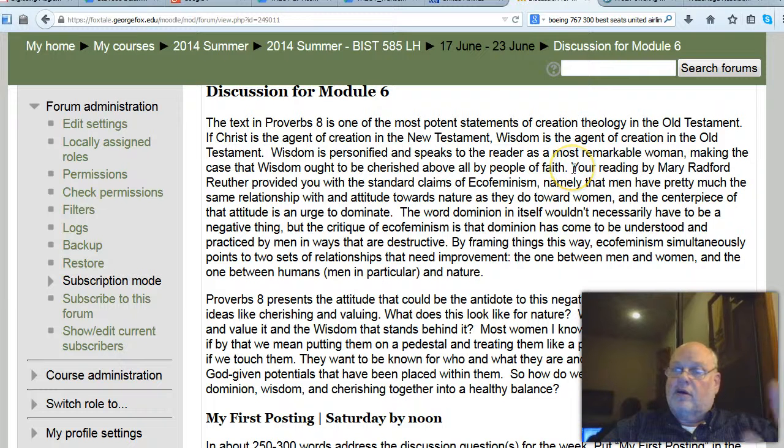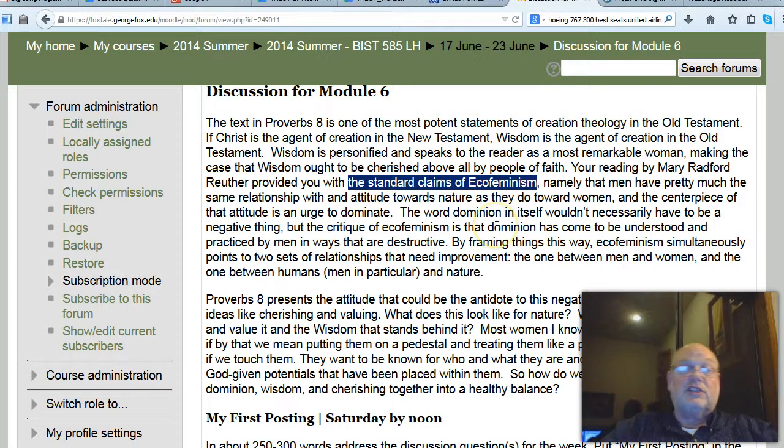On the other hand, you read Mary Radford Ruether's work on ecofeminism, and in it you'll be exposed to, if you haven't been before, the standard claims of ecofeminism, namely that men have pretty much the same relationship with and attitude towards nature as they do toward women, or put it the other way around, the same towards women as they do with nature, and that the centerpiece of that attitude is an urge to dominate. The word dominion in itself wouldn't necessarily have to be a negative thing, but the critique of ecofeminism is that dominion has come to be understood and practiced by men in ways that are destructive to those on the receiving end of it.